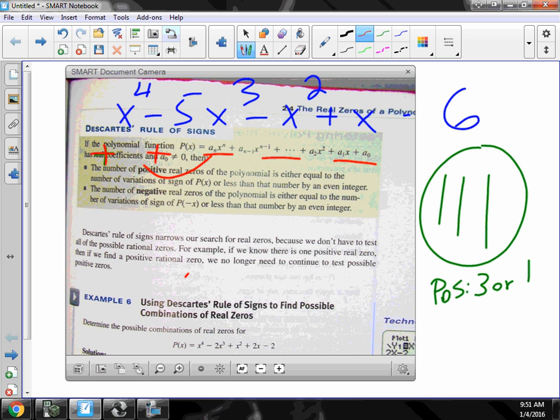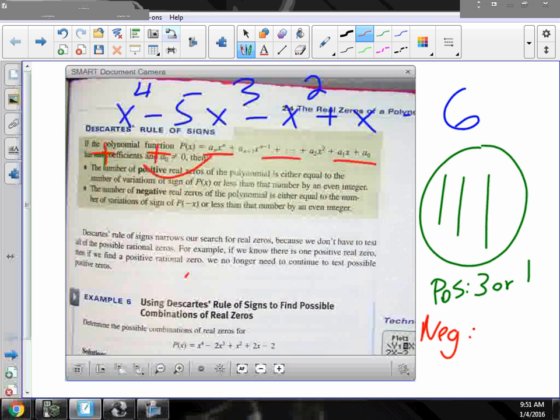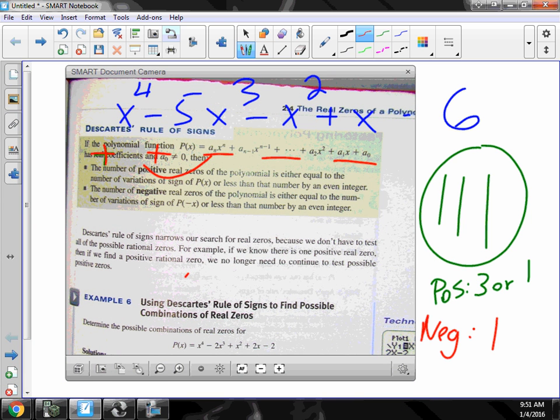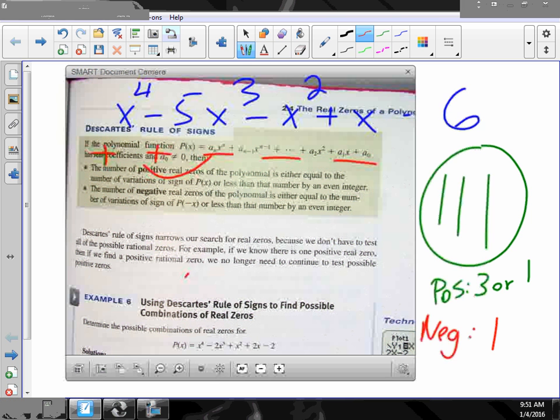So one negative root. So the negatives would be 1. Do we know exactly how many roots there are? There are 4 roots, so there have to be 3 positives and 1 negative. So when we go back to our other list of all of those plus or minuses, if we can find the negative one, then we know that all of the rest are positives.